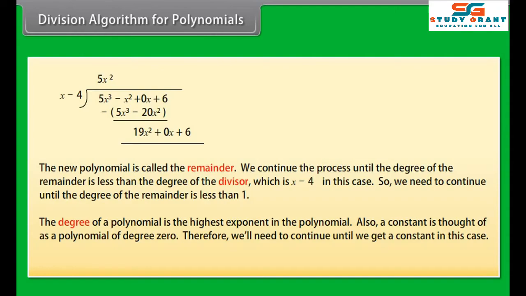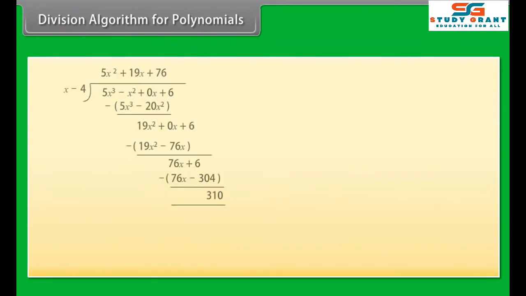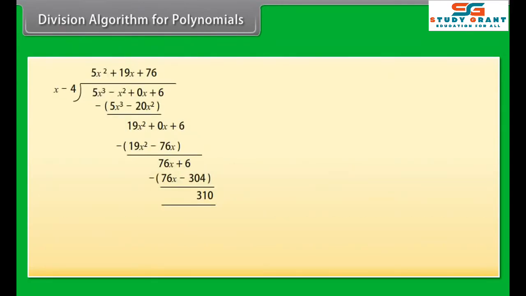So multiply x minus 4 by 5x square and subtract the results from the first polynomial. The new polynomial is called the remainder. We continue the process until the degree of the remainder is less than the degree of the divisor, which is x minus 4 in this case. So we need to continue until the degree of the remainder is less than 1.